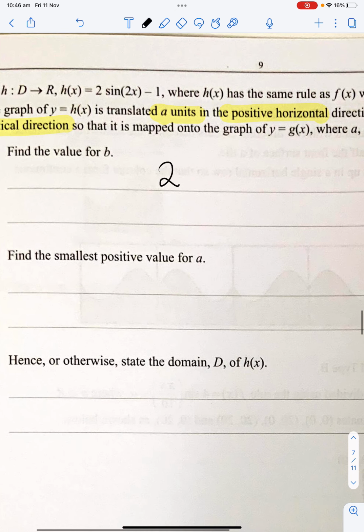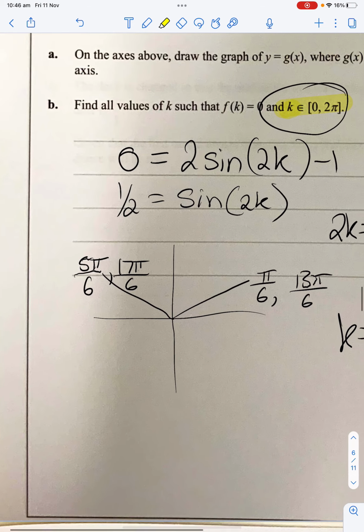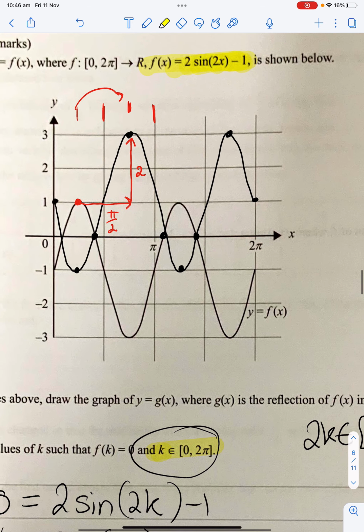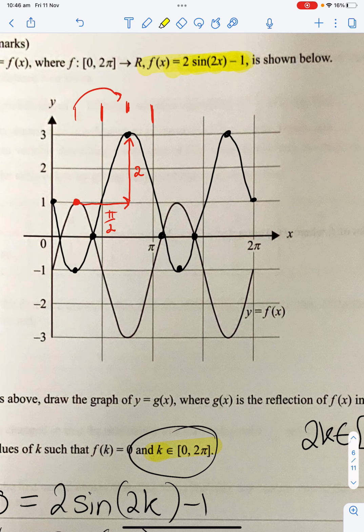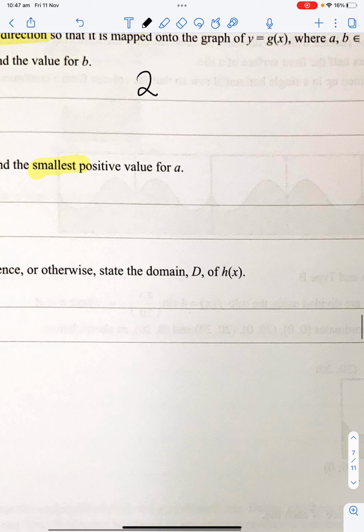And the smallest positive value for a, they say smallest because technically with trig, I could translate an infinite number of times. So this point here could be translated all the way up to this point up here, or even further. But the smallest possible, we've seen that was pi on 2.